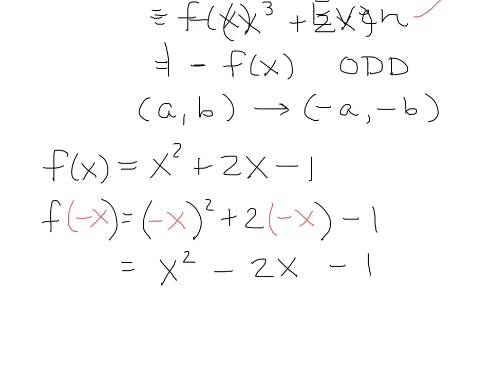So when we compare the result with the original problem, we see the first term's the same sign, the second term is the opposite, and the third is the same. So our conclusion on this one is it is neither even nor odd, and therefore no symmetry.